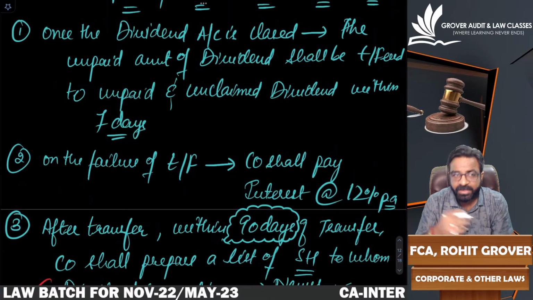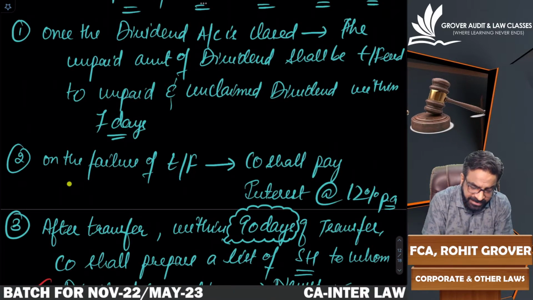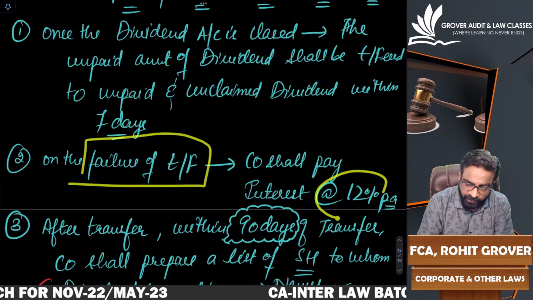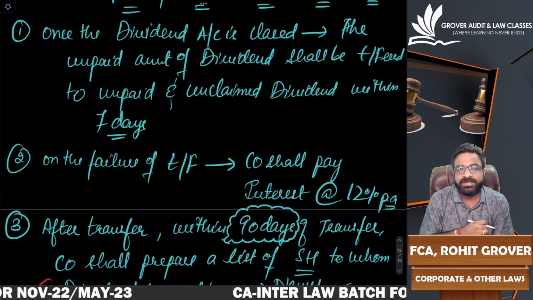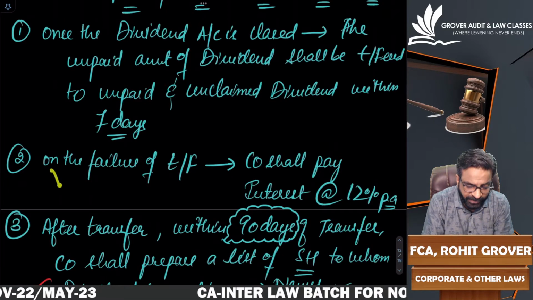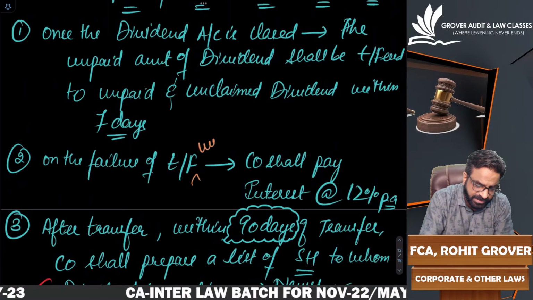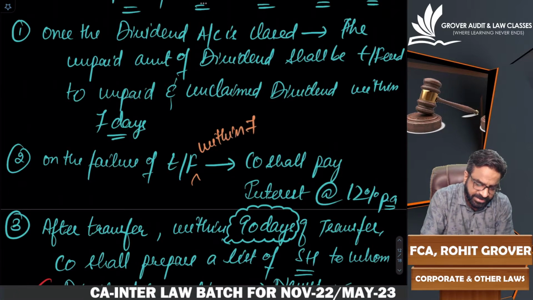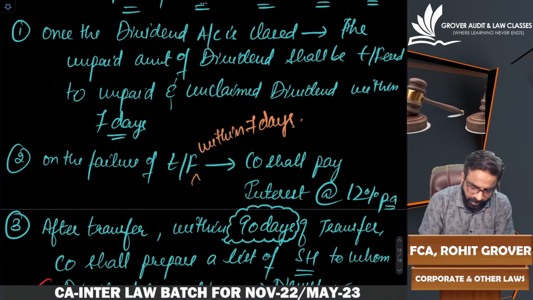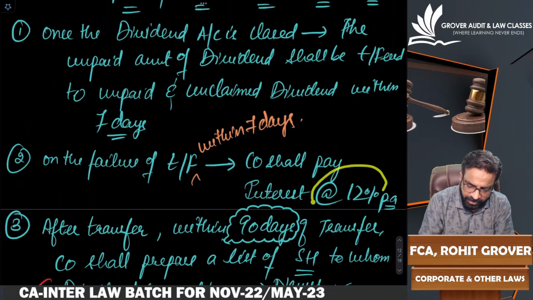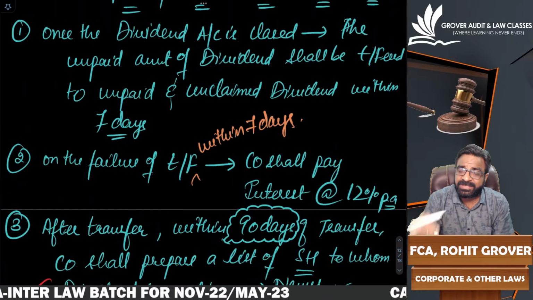Yes, sir. Then company law says that please pay the interest at the rate of what? 12% per annum. Now tell me, on failure of transfer within how many days, Amma? On failure of transfer within 7 days, company will be liable to pay the interest at the rate of what? 12%, till the time it is not actually transferred.